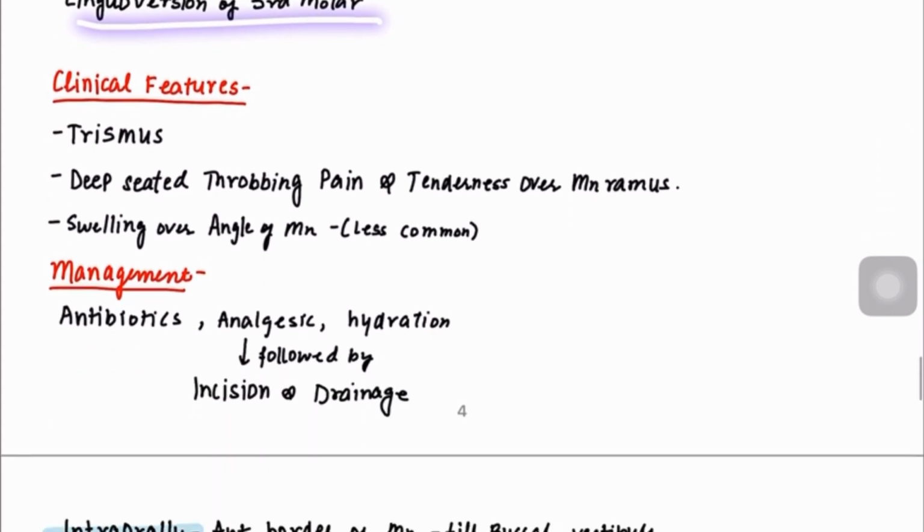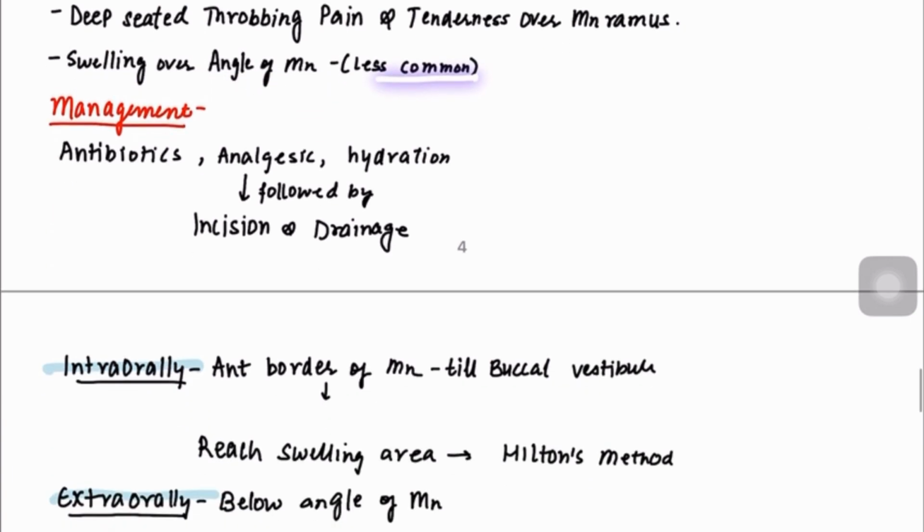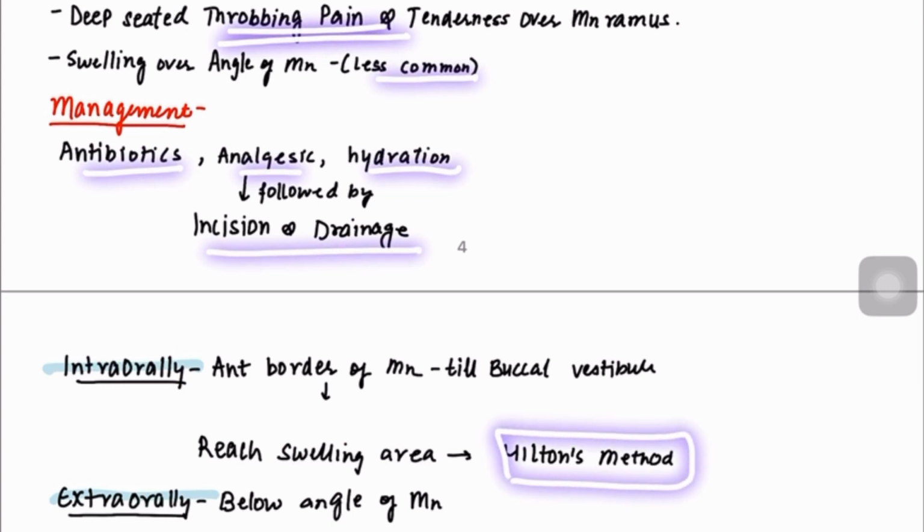The clinical features can be trismus, deep-seated throbbing pain and tenderness over mandibular ramus, swelling over the angle of mandible, which is less common. So management will be done first of all by antibiotics, analgesics, as there will be deep throbbing pain, and hydration. Then we will do incision and drainage. In this also, Hilton's method will be followed.